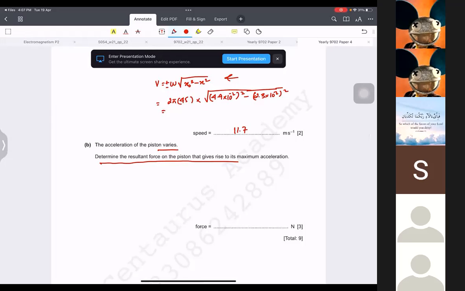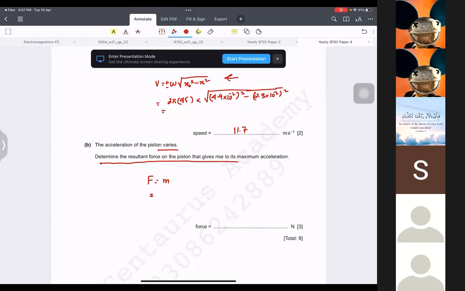Okay. Determine the resultant force when the piston gives rise to maximum acceleration. Achha, how would we use the resultant force actually? F equals m r omega squared. We have the mass, right?